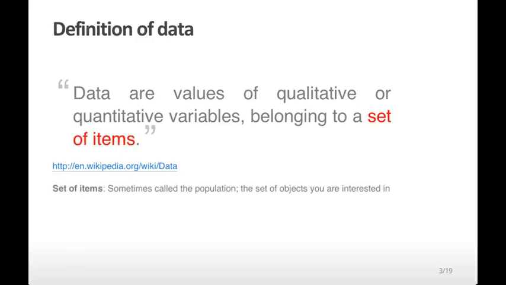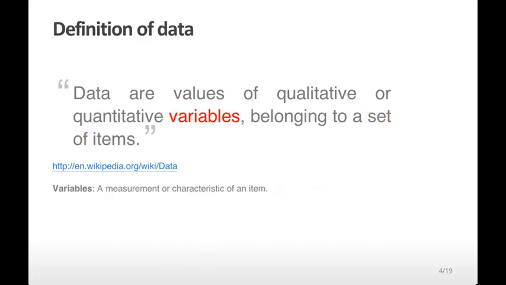So first of all, a set of items. In a statistics class, this is sometimes called the population. This is the set of objects that you're interested in studying. In a clinical study, it might be a set of patients, or it could be the set of visits to a website, or it could be all the cars that come out of a particular factory that you want to measure for durability.